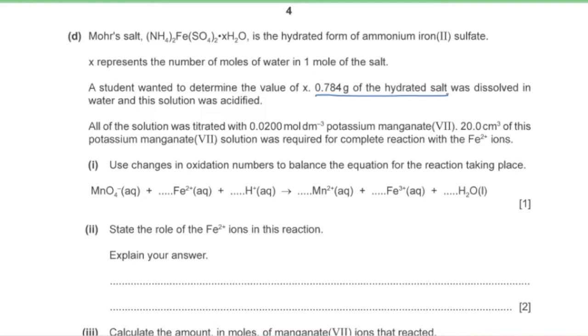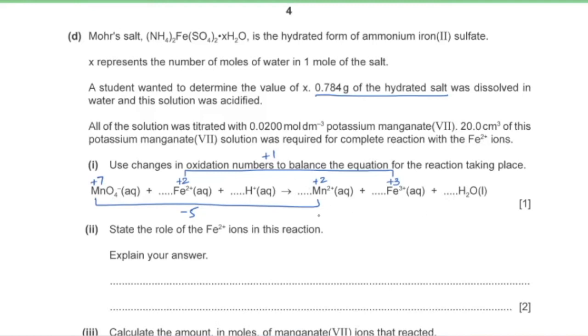Use changes in oxidation numbers to balance the equation for the reaction taking place. So MnO4 minus, here manganese has an oxidation state of +7, while over here it has an oxidation state of +2. So there is a decrease of 5. Now, Fe2+ has an oxidation state of +2 and Fe3+ has an oxidation state of +3. Now here there was an increase of +1. Rest, they have their oxidation state constant. O4 has an oxidation state of -2 and it's -2 over here as well. The hydrogen ions share the same oxidation states on both sides of the equation.